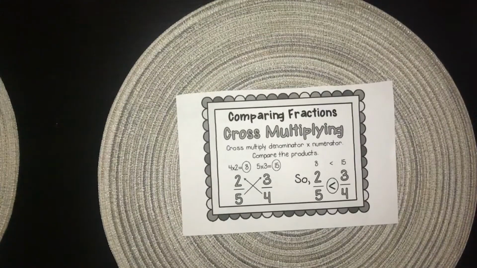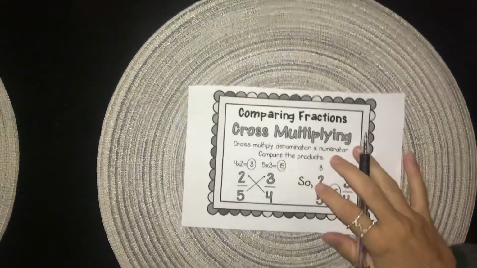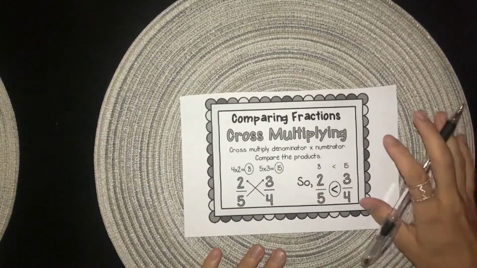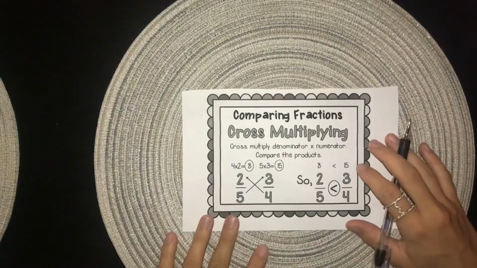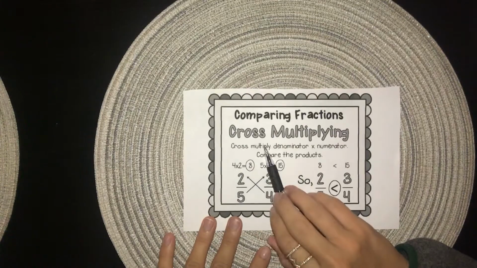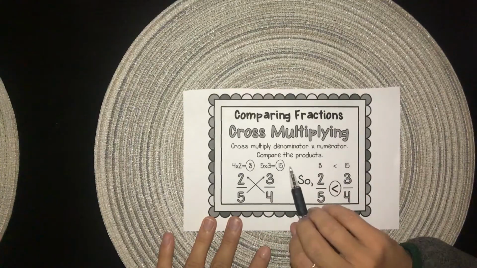Hi boys and girls, this is Thursday's video for comparing fractions, and I'm going to do the same strategy that we focused on in class, which was cross multiplying, because this was by far the favorite and what we used the majority of the time. So cross multiplying, this says cross multiply denominator by numerator to compare the products.